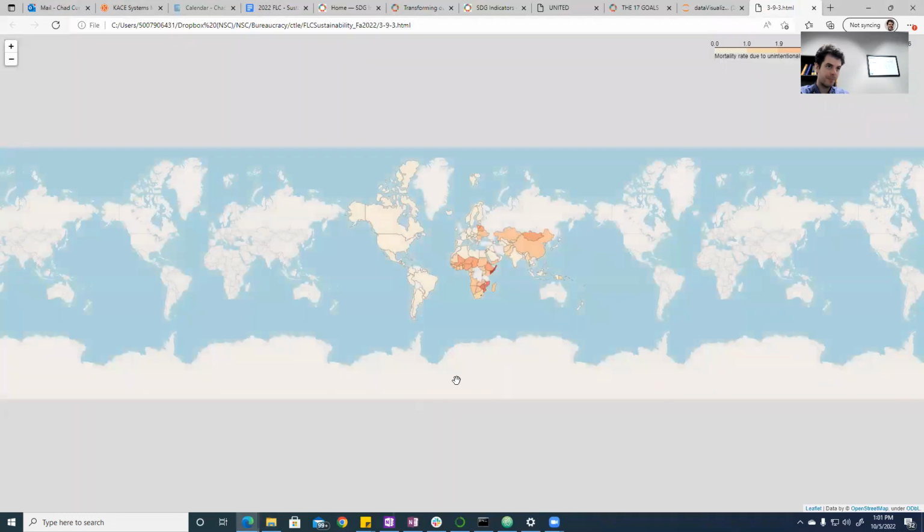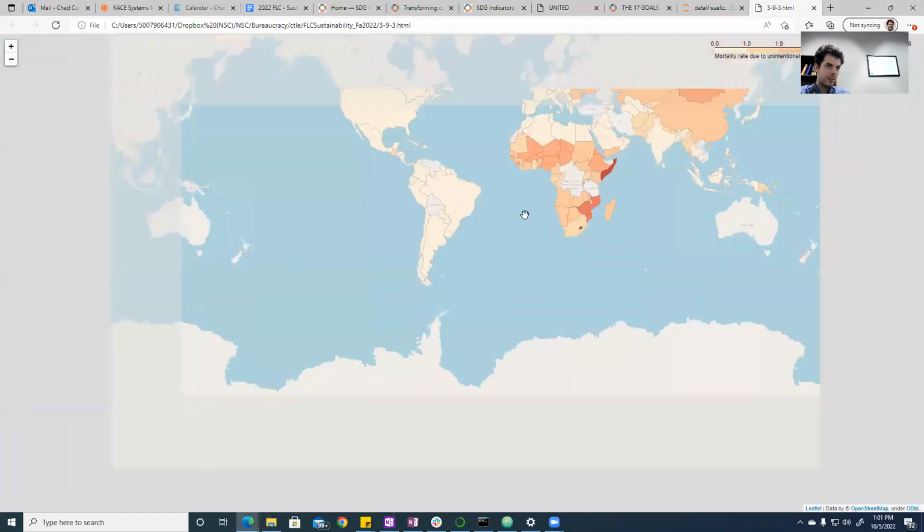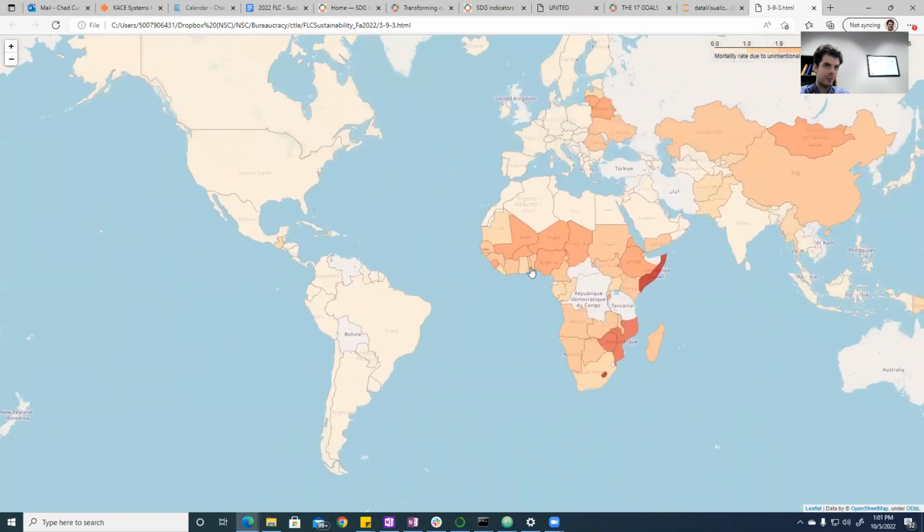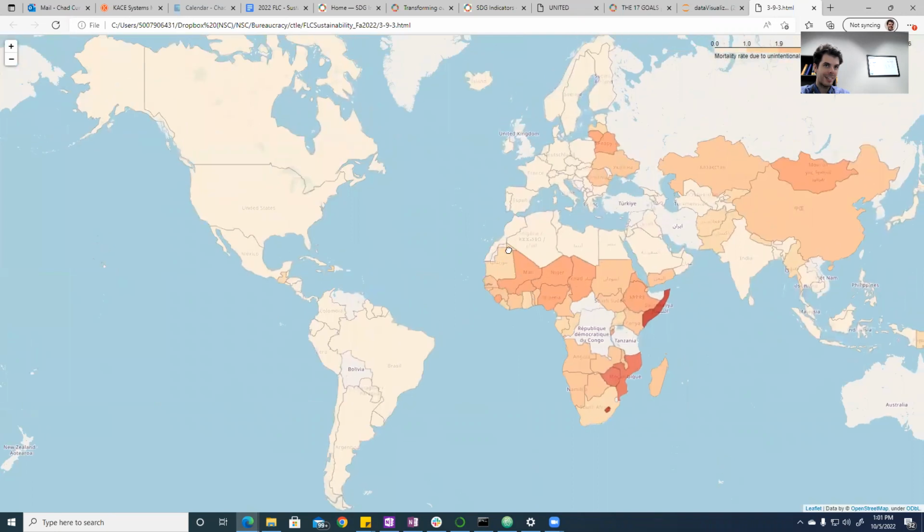So here's our map. Notice some of the countries are missing, and it's not because the data wasn't available. It's probably because the names were incorrect, right? They didn't map correctly. So we're missing data for Turkey and Iran. But you can already see some geographical trends, right? You can do some interpretation here.